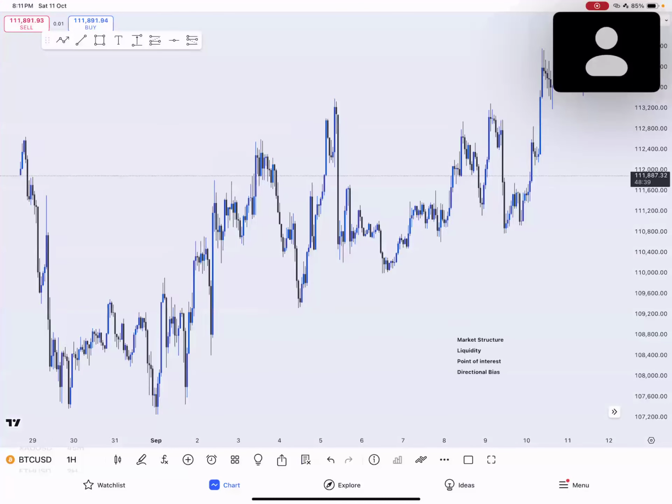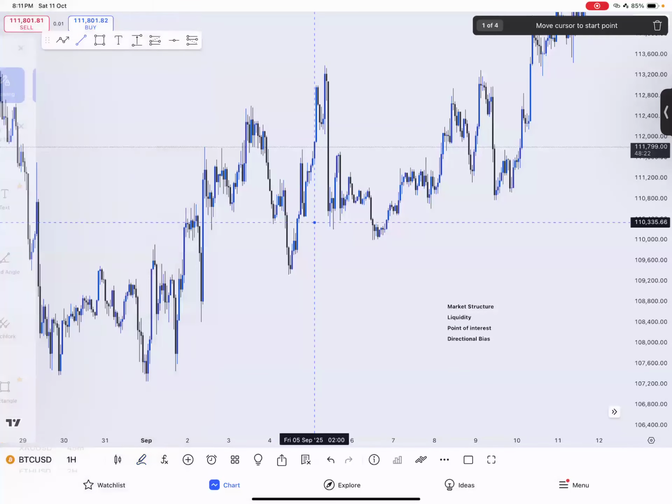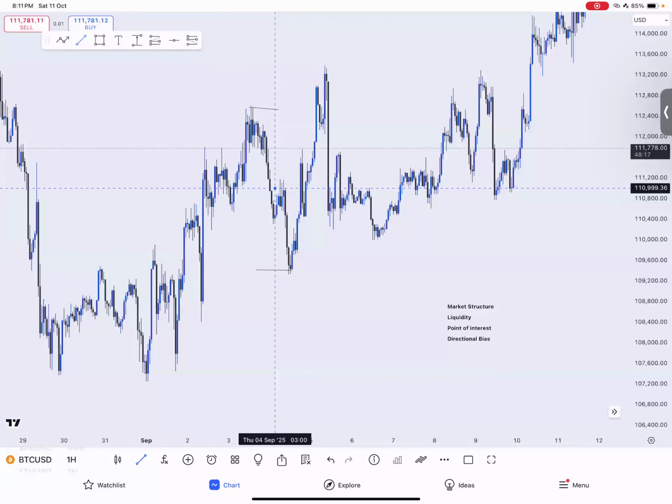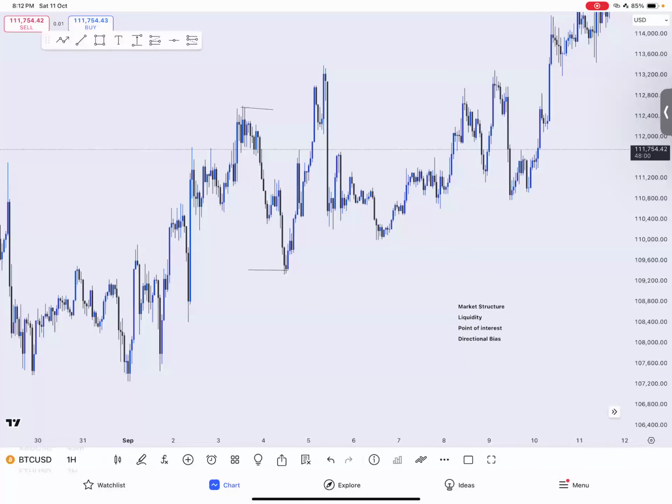So we're going to start off with market structure first. Market structure is basically the current flow of the market, the current direction of the market, the pattern price uses to approach one point or one level in the market or another. For example, when price moves from here to here, the pattern price used to approach this level to this level is what market structure is. When price moves from here to here, the pattern price used to approach this level to this level is what market structure is.